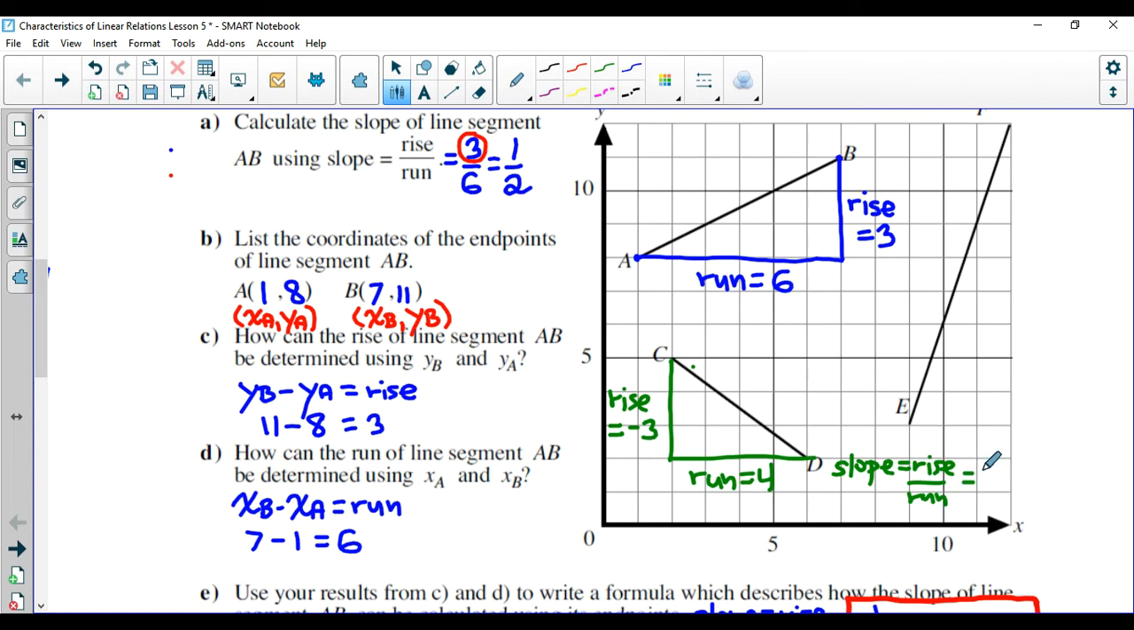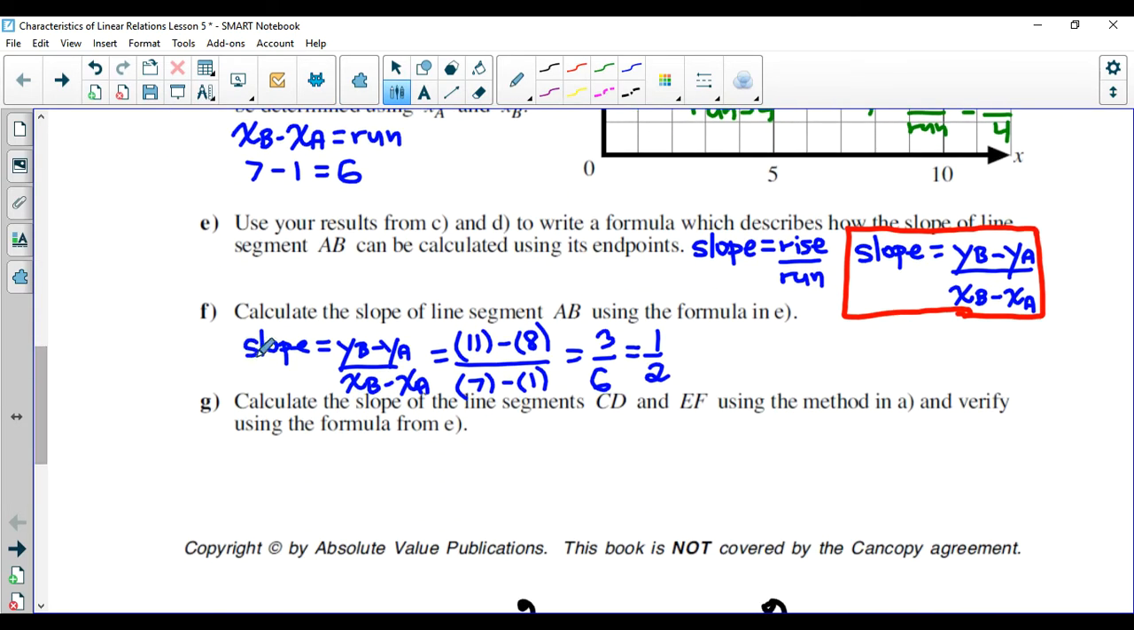And this would be equal to -3 over 4. Yeah, I cannot reduce that fraction. Now, the other method would be to use the coordinates of the endpoints and then the equation. So first of all, we need to write down what the coordinates of point C and point D would be. So let's do it over here.